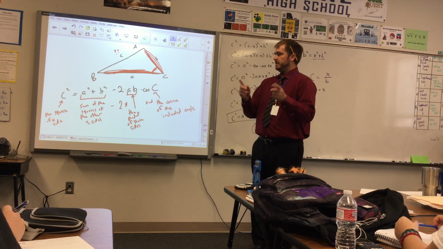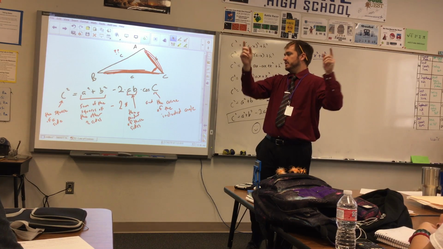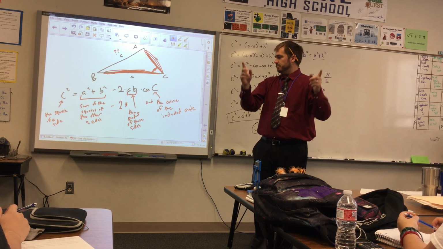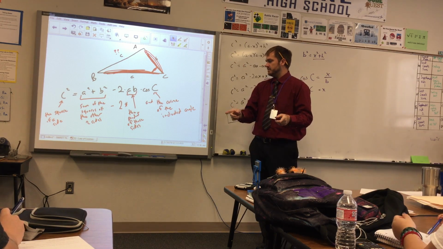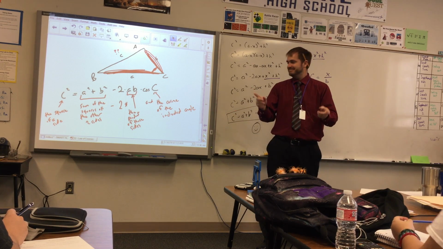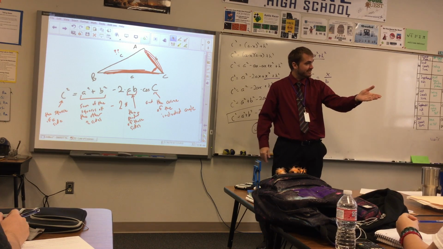So here we go. The square of a side equals the sum of the squares of the other two sides minus 2 times the product of those sides and the cosine of the included angle. Alright, see? Making more sense now?